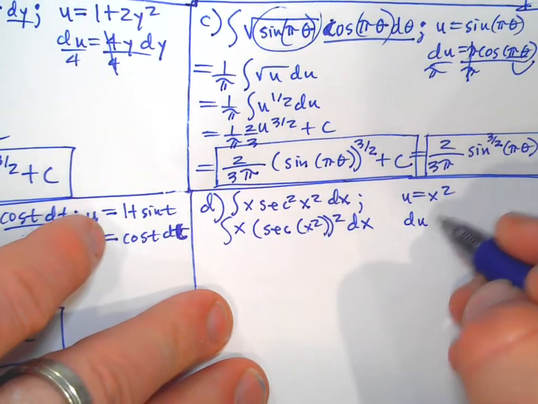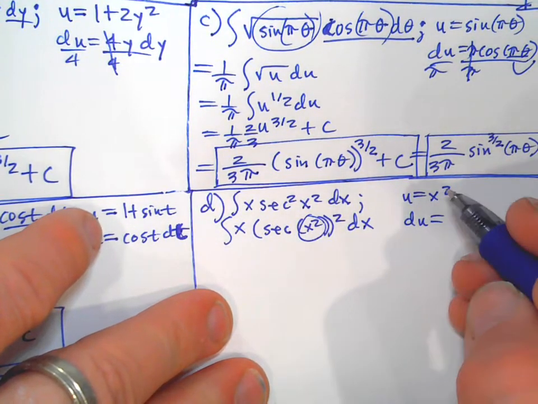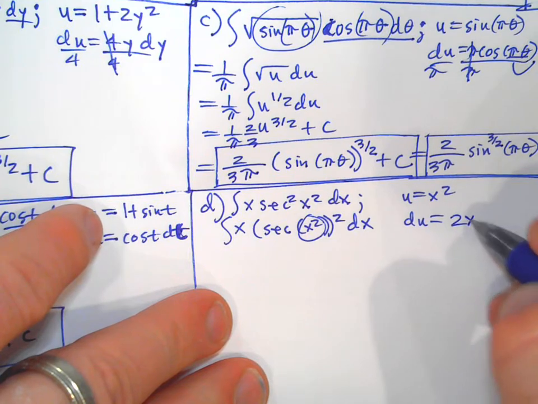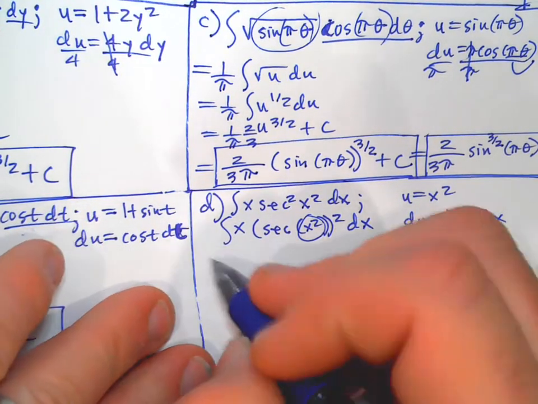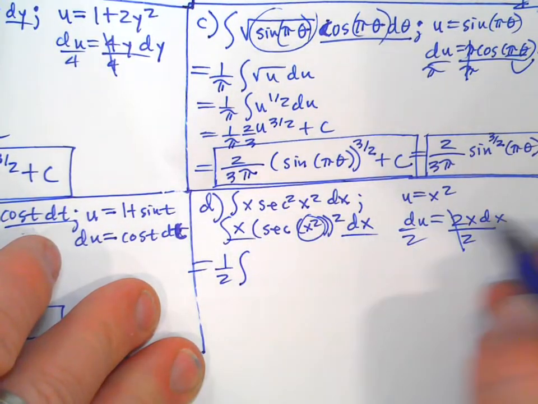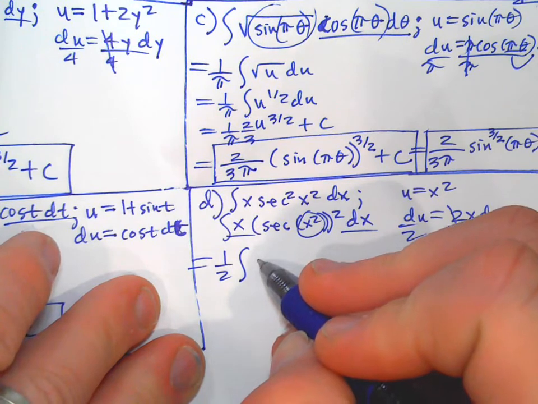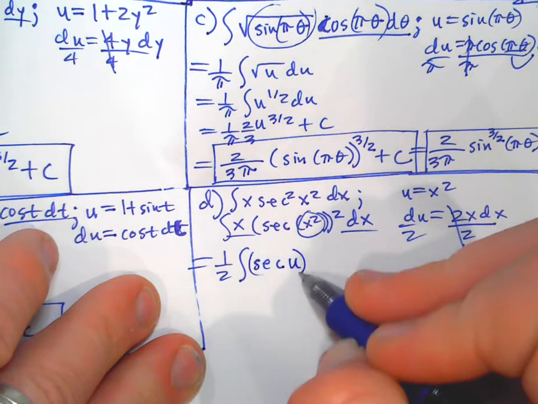Du equals, and so the x squared's inside. There might be other things inside, but that's for sure inside. The derivative is going to be 2x dx. I don't want the 2. Easy fix. Put a 1/2 in front. x dx is going to be your du. So this is going to be 1/2 secant squared u du.